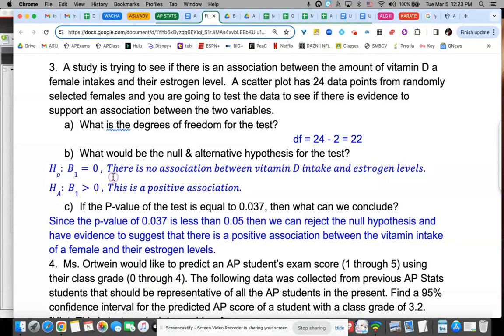Okay, what's our null and alternative? Like I said, we want to establish that there is no association to begin with. So we make our slope equal to 0.